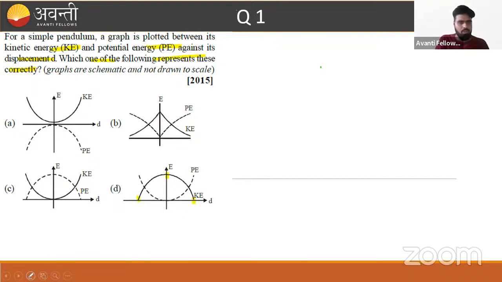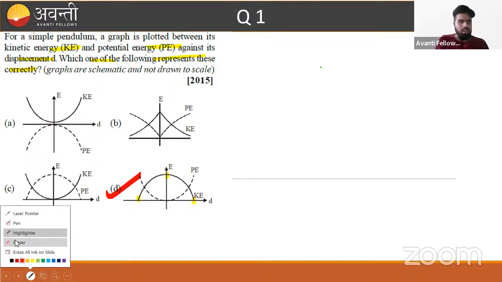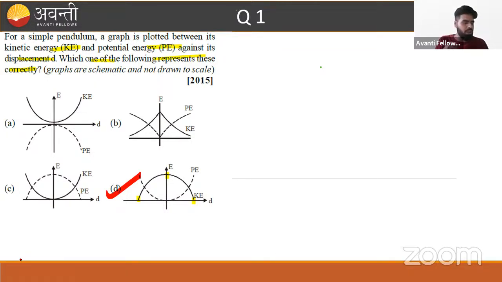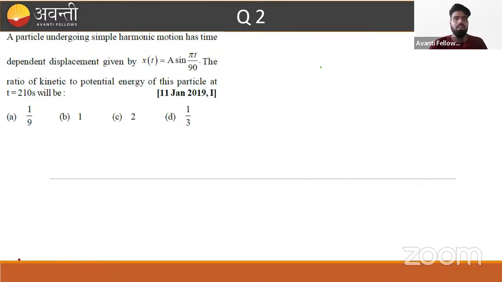So which one is the correct answer? I hope everybody will get option number D. I hope you can understand the nature of the question. On the same concept, the question is asked in JEE Main 2019. Tell me the correct answer.